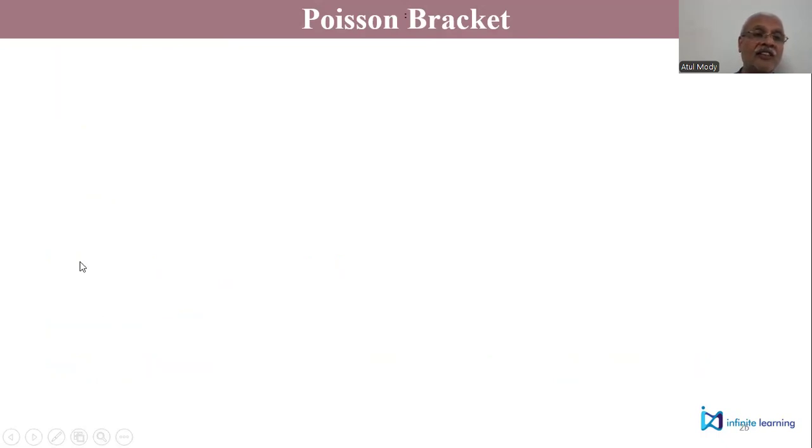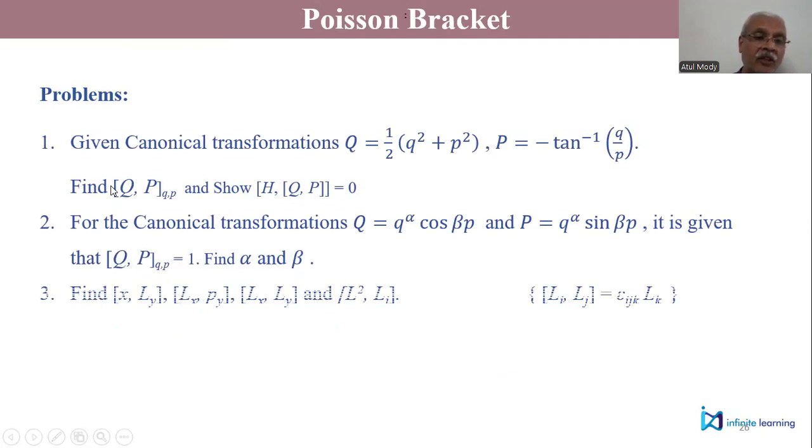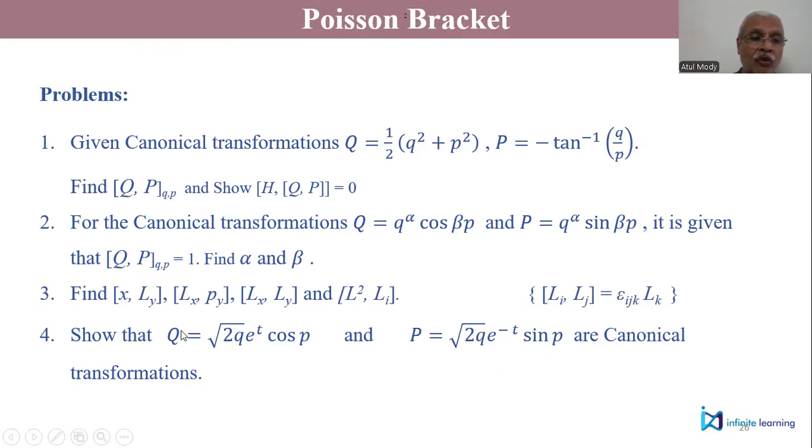So if that is obeyed, in this case there is only one coordinate and one momentum. So the Poisson bracket of Q and P should be 1 if the transformation is canonical. So you have to take Q and P, find its Poisson bracket with respect to small q and small p, and check if it is 1. If it is 1, then the transformation is canonical.